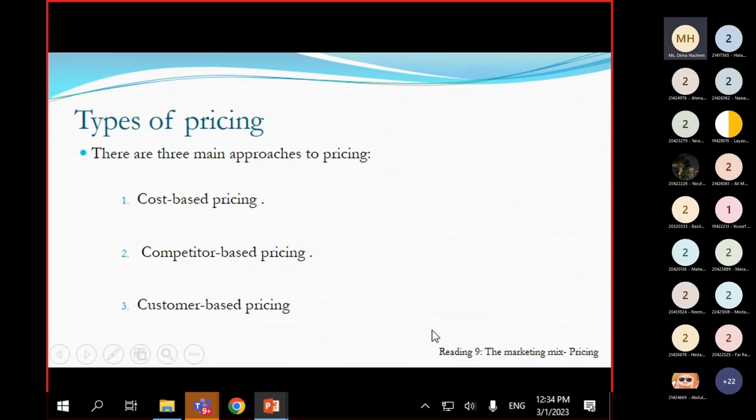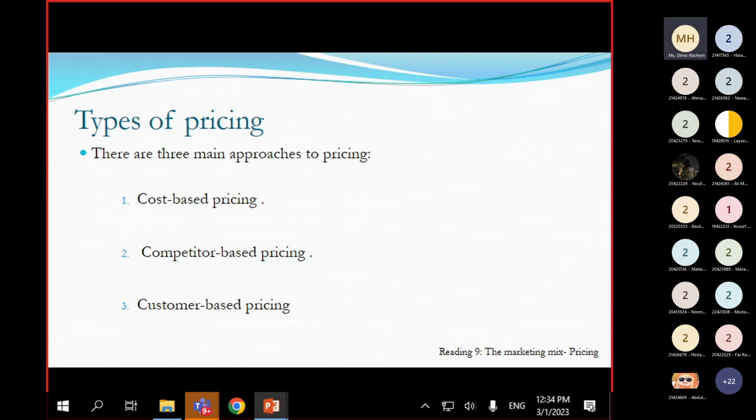What are the types of pricing? How can you price a product? So suppose I have made a great product. I created this product. Now I want to price it. What are the elements that will make you decide on how much to price your product? How do you decide?